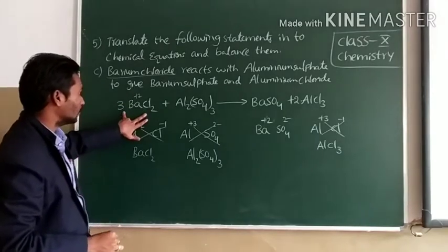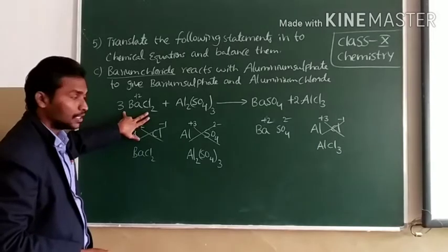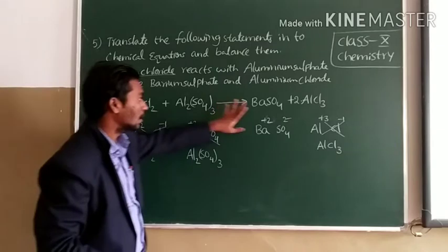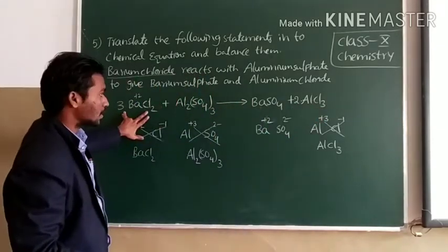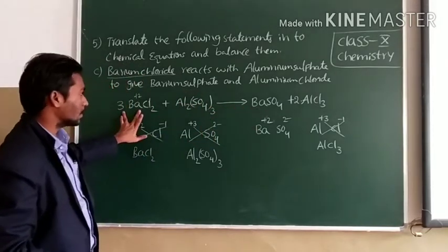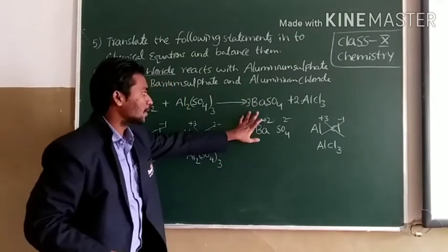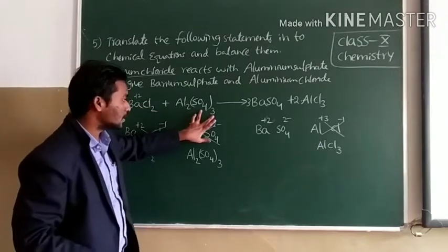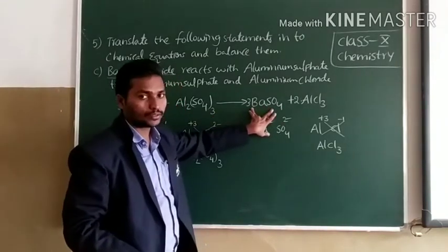3 into 2. How many? 6. 3 2s are 6 chlorine atoms on RHS side, and 6 chlorine atoms on LHS side. Now let us check the barium atoms. Barium atoms are 3 here, so write 3 before the barium atoms. So 3 barium atoms and 3 sulfur ions.